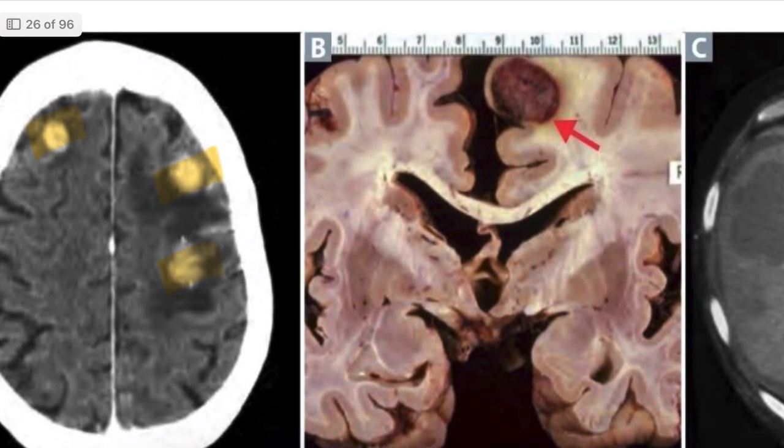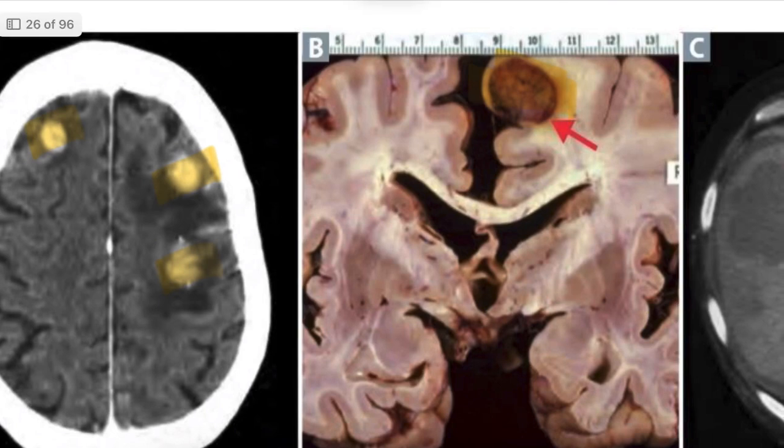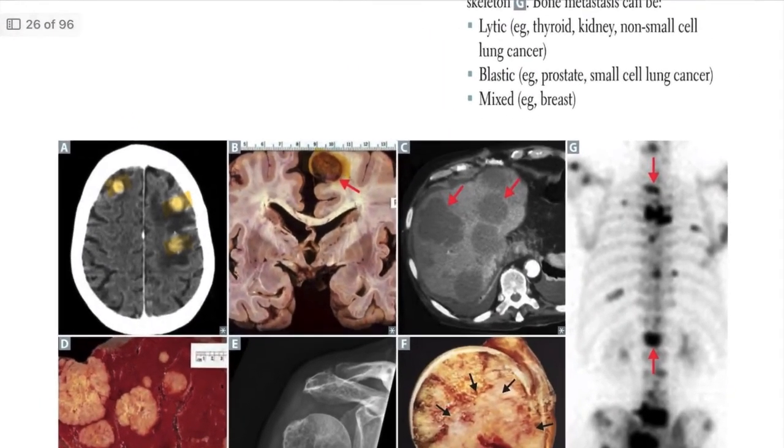Next, you can see this image, which is a coronal view of the brain. In this coronal view you can see enhancing lesions at the junction, and the red arrow is denoting cerebral metastasis. So this is about brain metastasis.